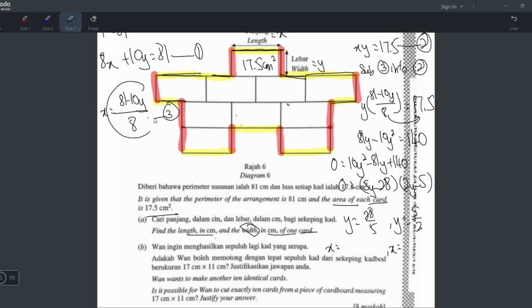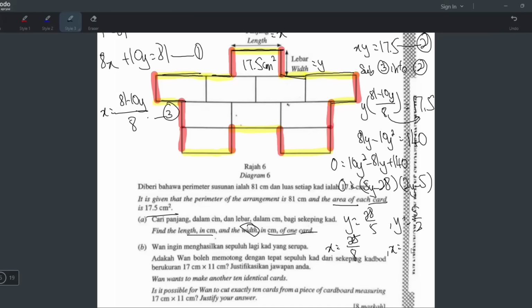So to find the x, we have to substitute back here. So 81 minus 10y over 8, but the y you substitute 28/5. Okay, I will straight away write the answer, because not enough space already. So I will just press 10 times 28/5 first, and then 81 minus answer, and then divide by 8. So I got 25/8 here.